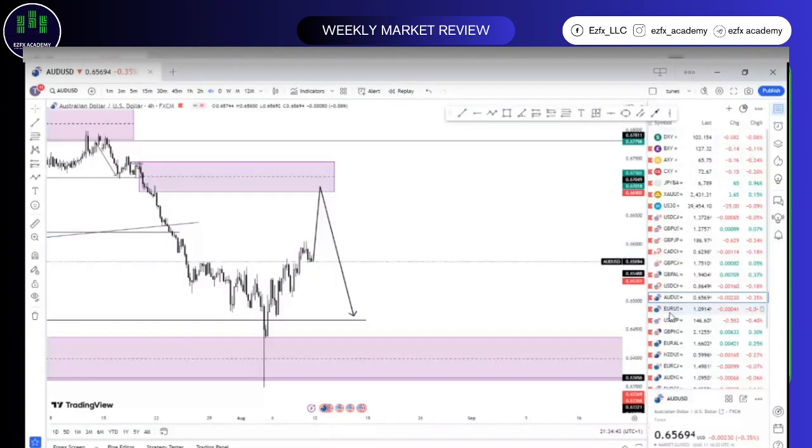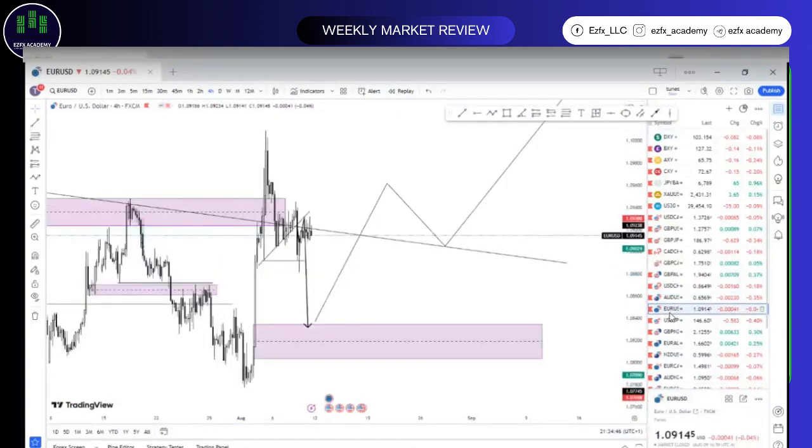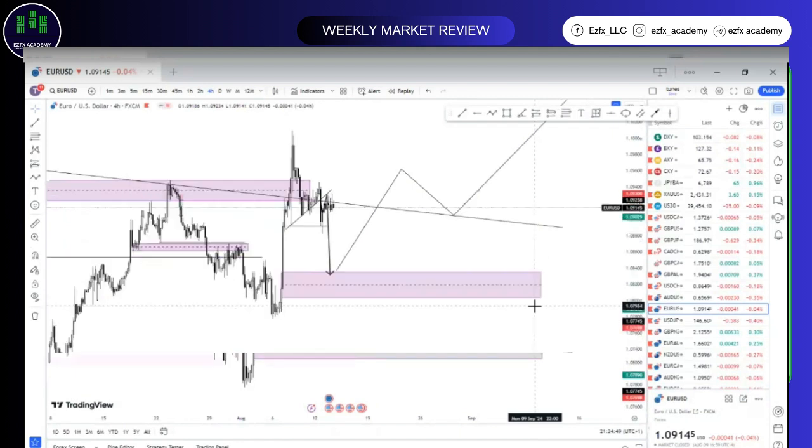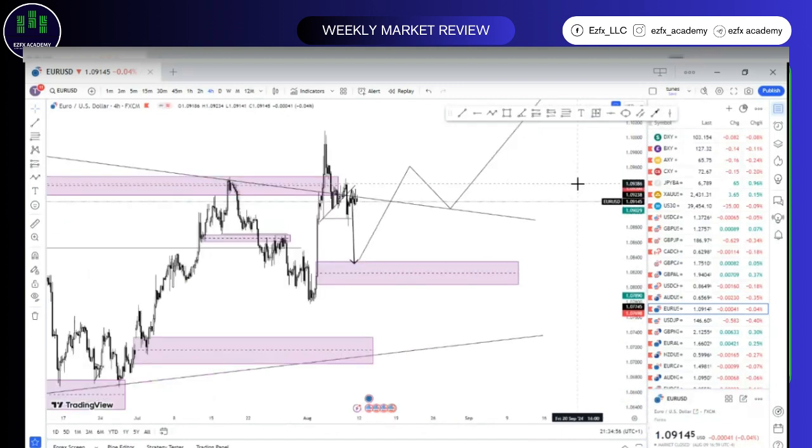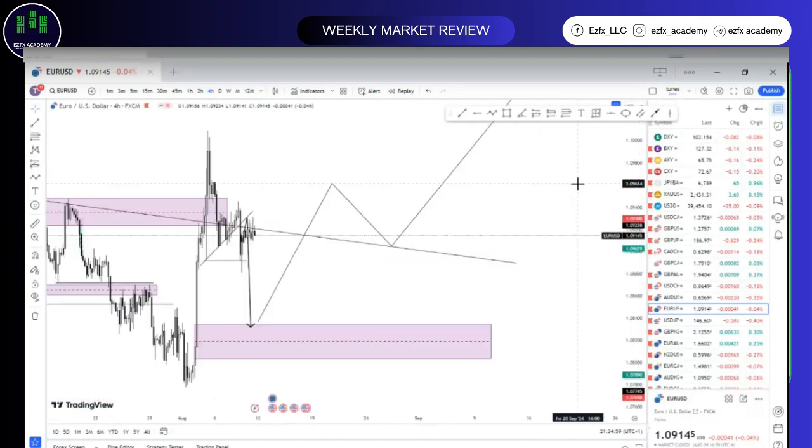EUR/USD. All right, so for EUR/USD, I think we can see what I have here. This was something that we were talking about during Thursday's live session. I'm watching out for price to still drop a bit on EUR/USD.